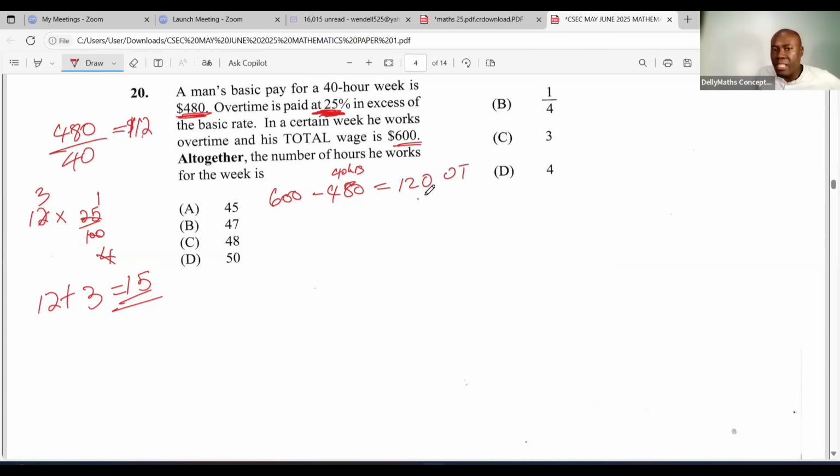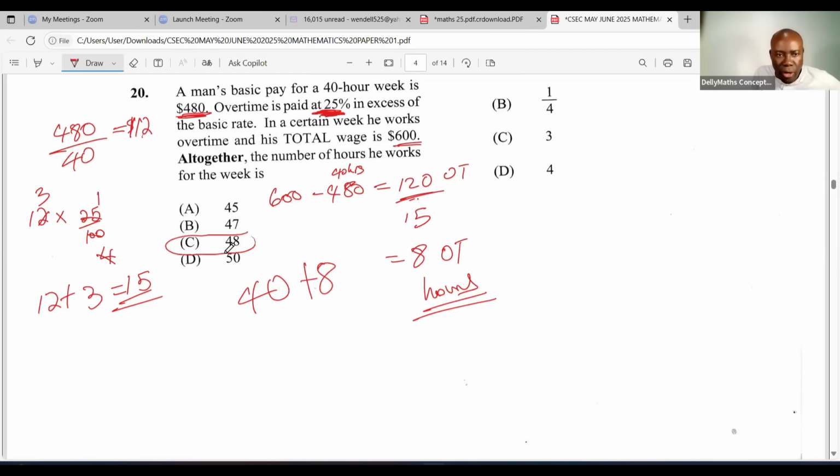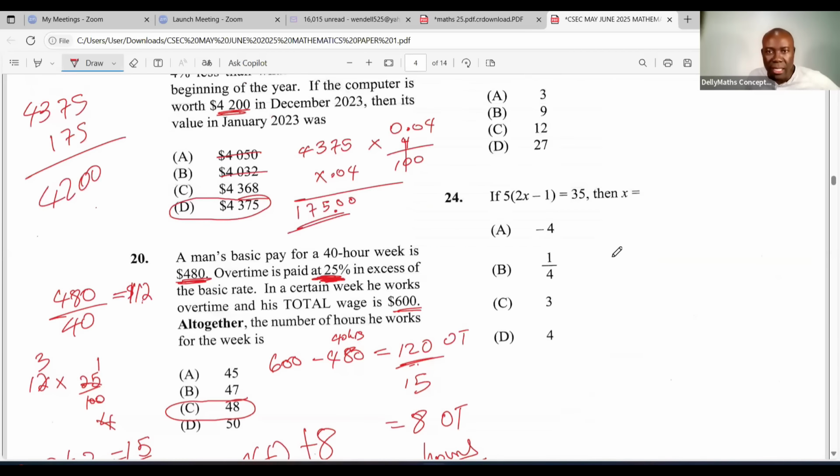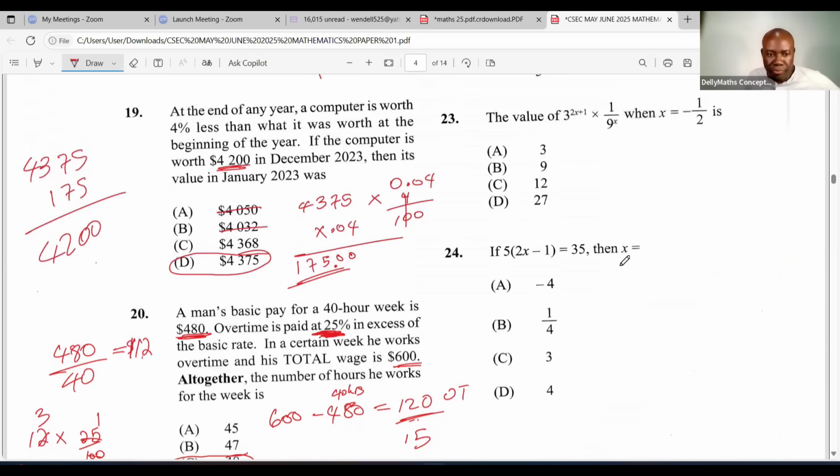So if he gets $15 per hour on overtime and he gets $120, if you divide this, it's going to tell you how long he was working. 120 divided by 15 is 8. So these are overtime hours, 8. But he works 40 normally plus 8. This person worked 48 hours. So that's the answer, C. You notice what the question wanted was the hours for the week.